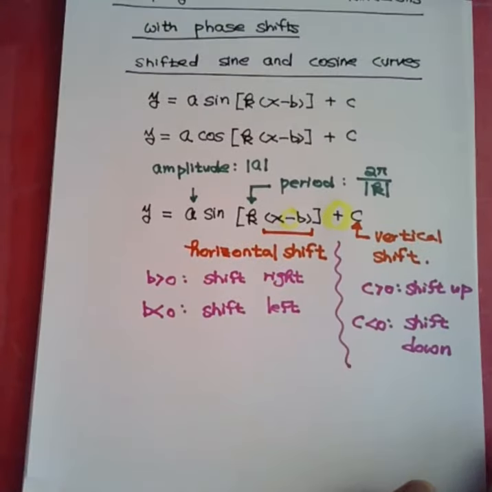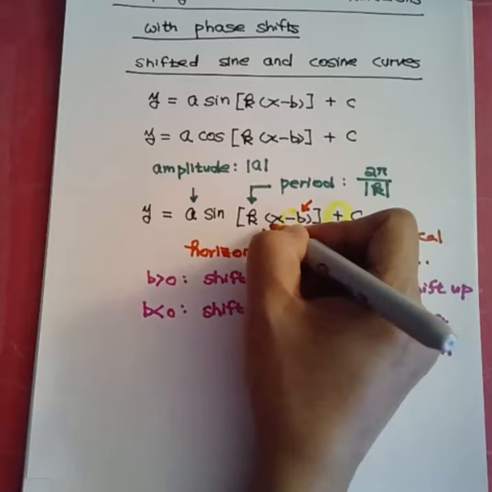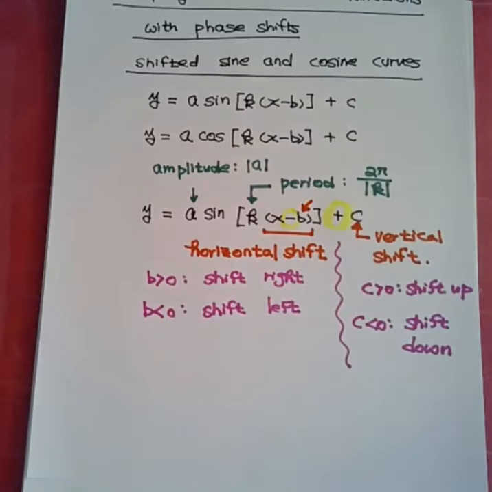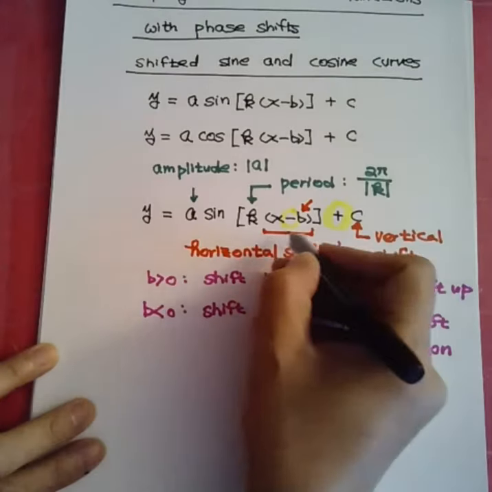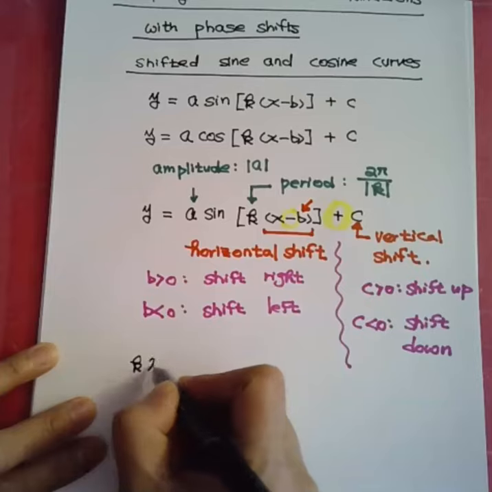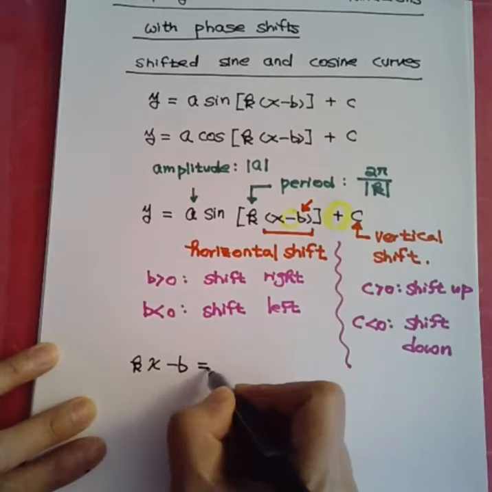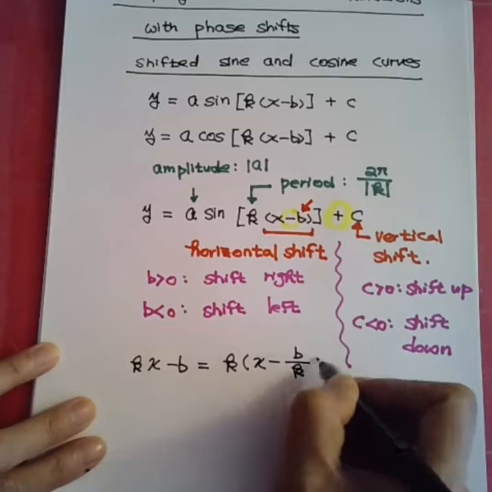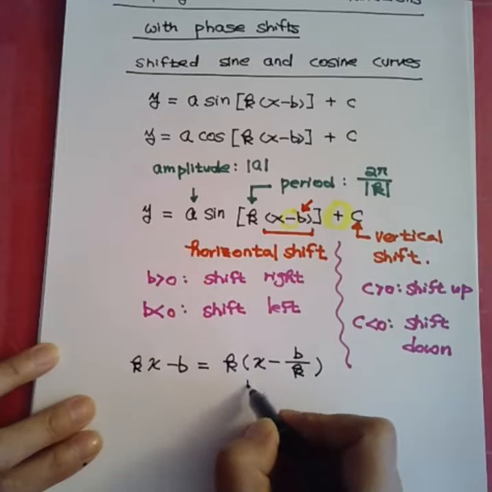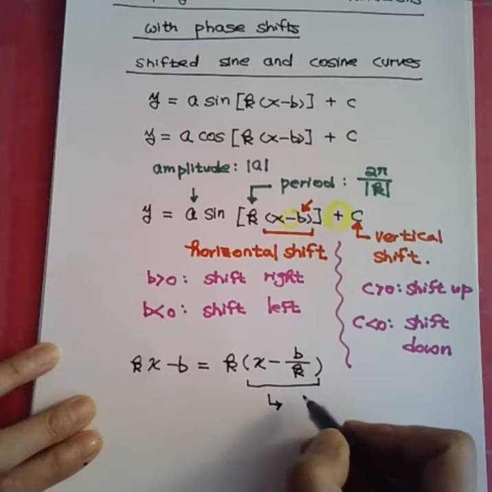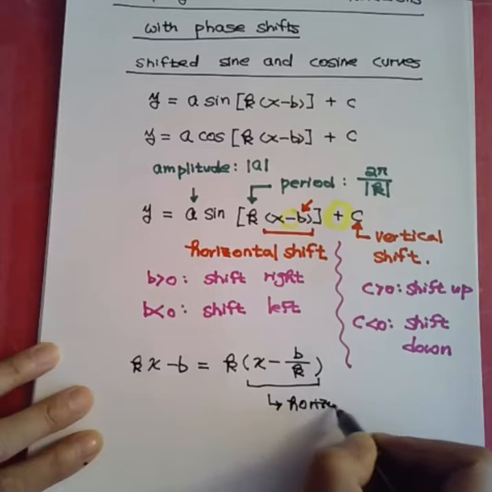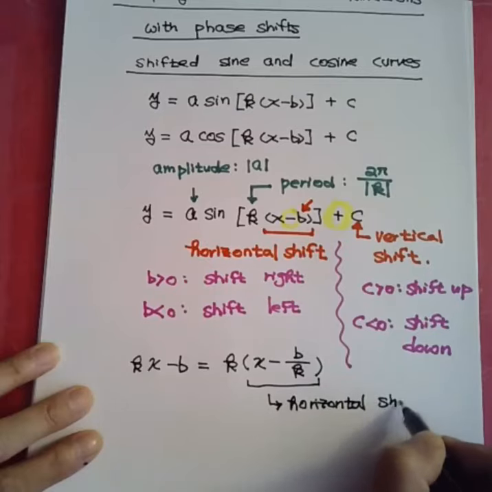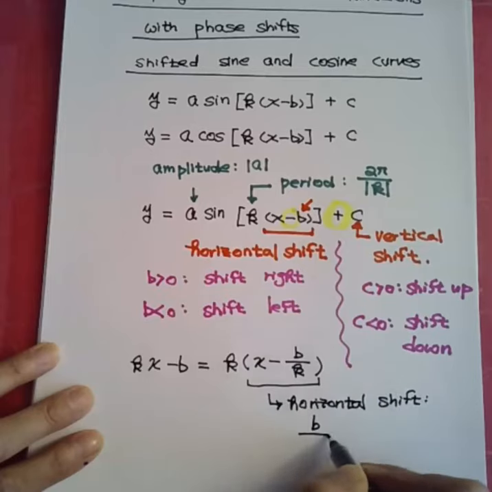Other important thing you have to remember is this number b is directly subtracted from x. So if this inside is like k x minus b, then you have to rewrite that as k open parenthesis x minus b over k. And then you will realize that in this case, the horizontal shift is b over k, that is not b.